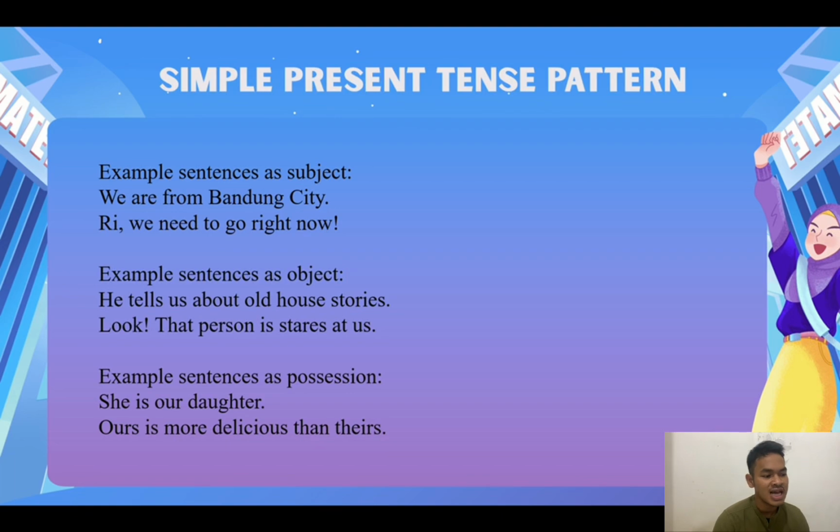Example sentence as subject. We are from Bandung City. We need to go right now.